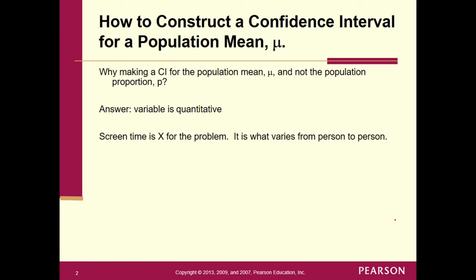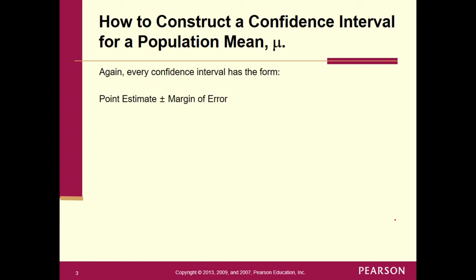So here, screen time is the variable that we collect the data on, and it varies from what? Person to person, right? It varies from person to person. And so that's why we have changed our focus over to mu instead of the population proportion p.